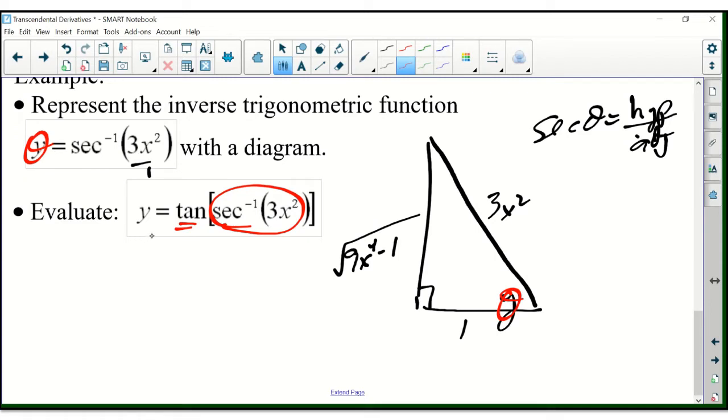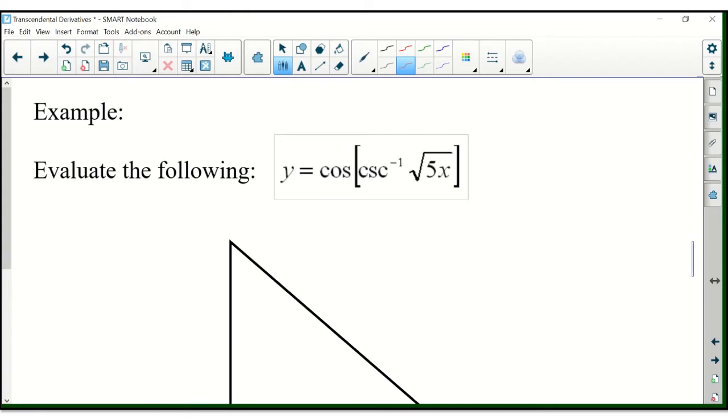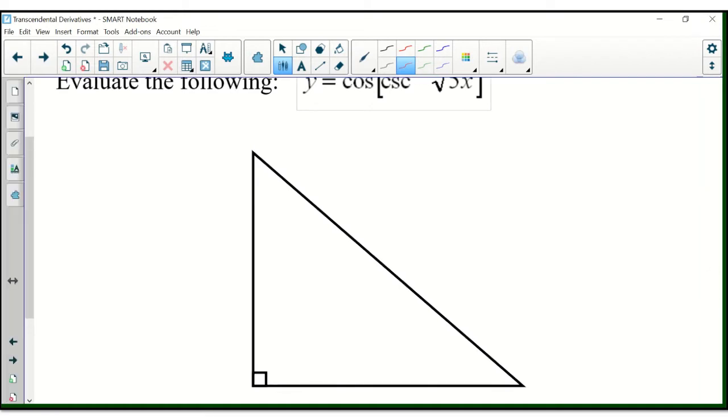So this is basically now saying find the tangent of the angle that we've described up above. So you look at your diagram, you say, well, the tangent would be opposite over adjacent. So this would be equal to the square root of 9x to the 4th minus 1 over 1. Okay, let's do, oops, I don't want that on this side.